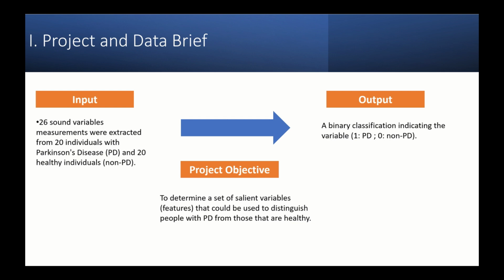Our data set has 26 variables, which we extracted from 20 people that are healthy and 20 people that have Parkinson disease. Our project objective is to determine a set of sound variables that could be used to distinguish people with PD from those who are healthy. So our output is indicating the variable.